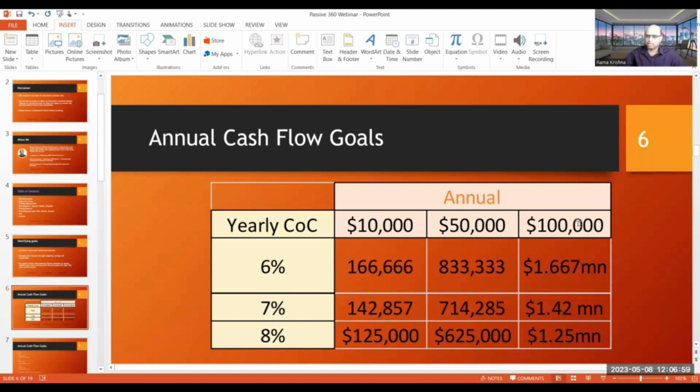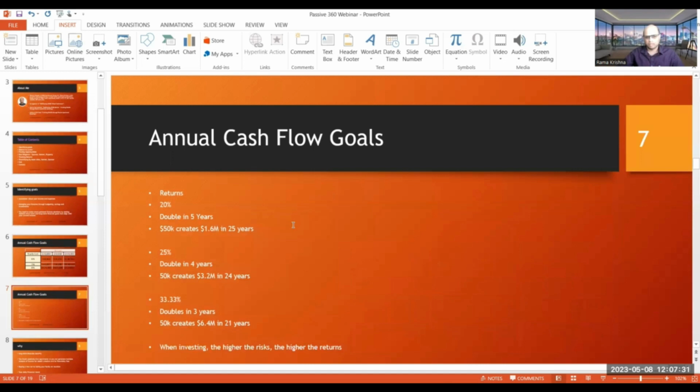If you want to achieve 100K in annual returns, with 6% cash on cash you need to invest at least 1.667 million. With 7% cash on cash, 1.40 million. With 8% cash on cash, you need to invest 1.25 million. Let's move on to the next one. So there are different scenarios.